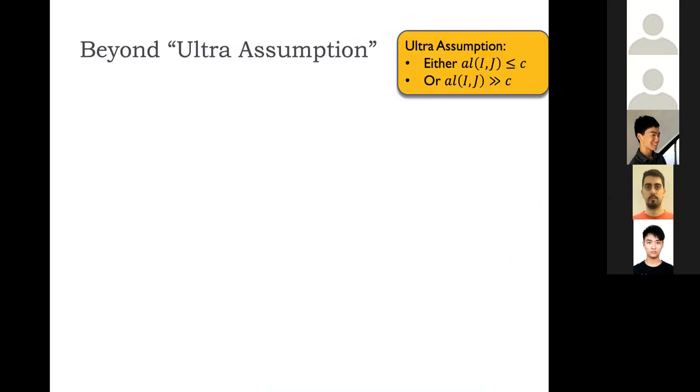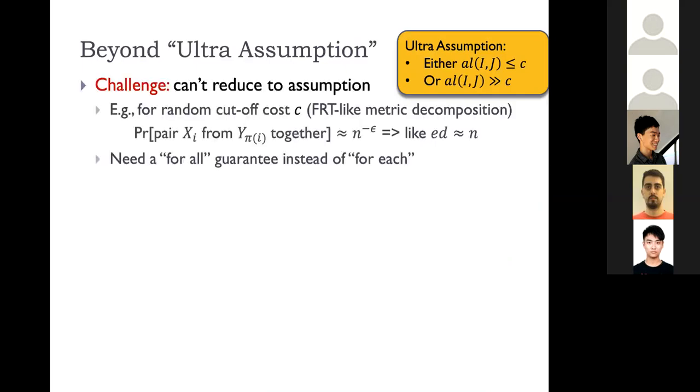Okay, so just half a slide, or I guess one slide, on going beyond this ultra assumption. As I said, the big challenge is that we can't really reduce to this assumption, in particular because this ultra assumption is a little too strong. It says either things are close or they are far, and somehow we need to have this separation of close versus far.